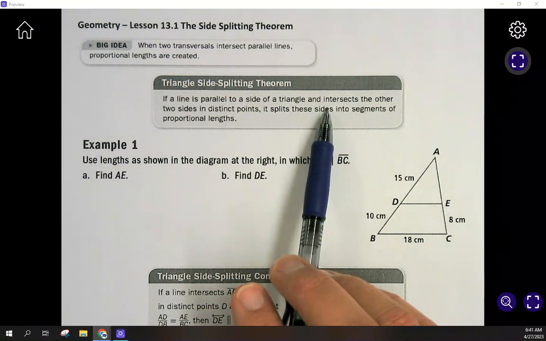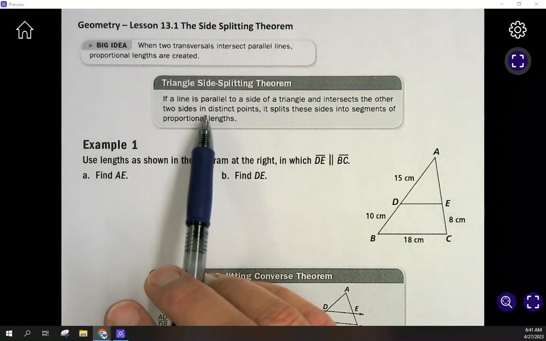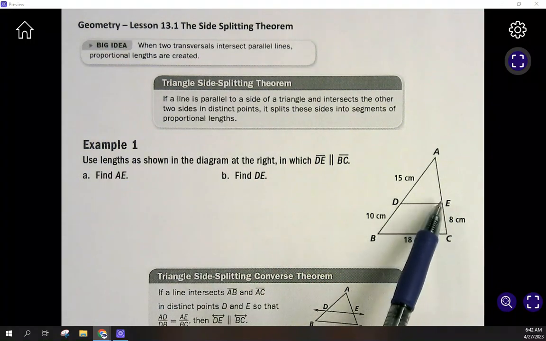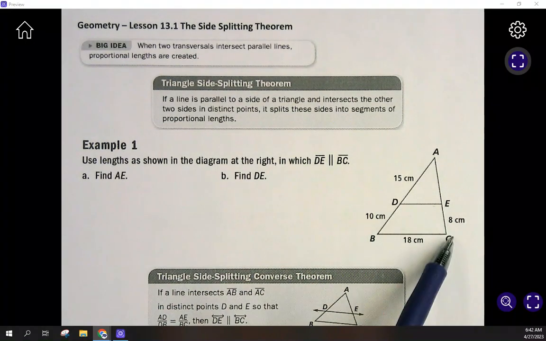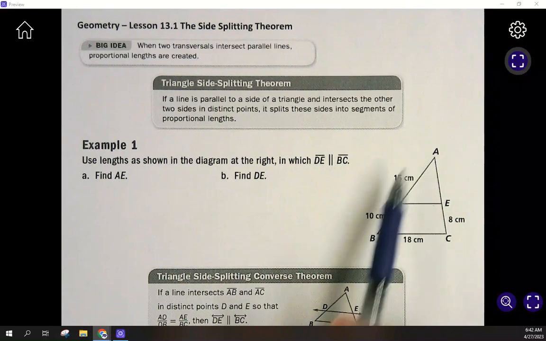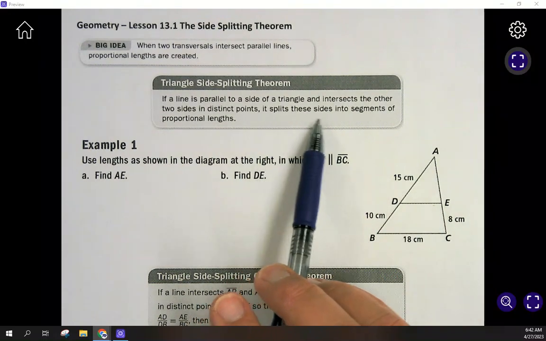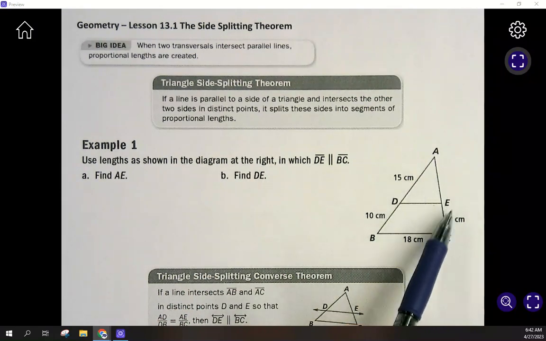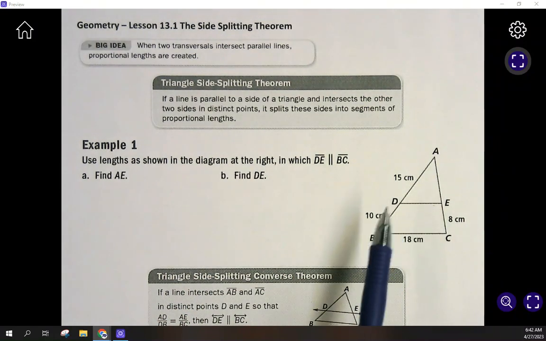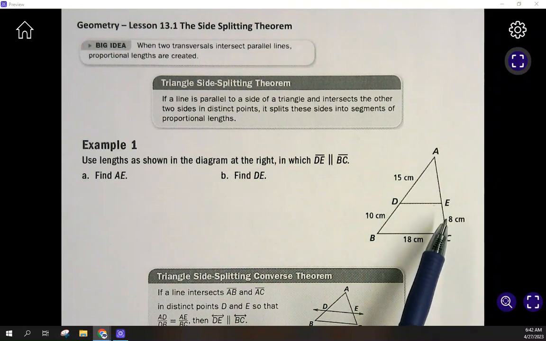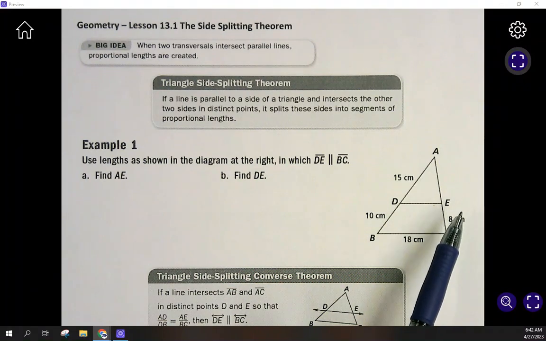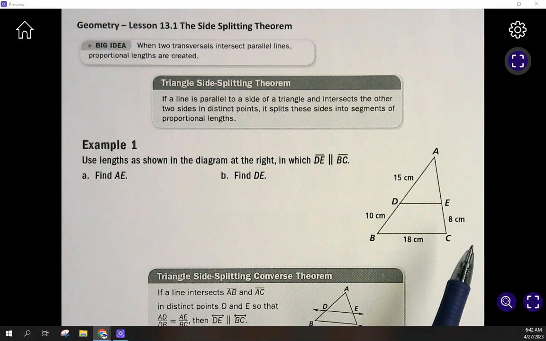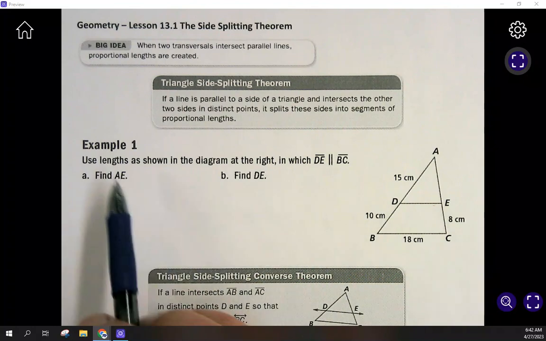So when that happens and it intersects the other two sides, so DE hits both other sides of the triangle, it's parallel to BC. It also hits AB and AC. It splits these sides into segments of proportional lengths. So it's going to cut these up proportionally, meaning the ratio of these two pieces is in proportion to the ratio of these two pieces. So we can set them up using cross multiplication in a proportion and solve for our missing sides. So it's actually very simple here.